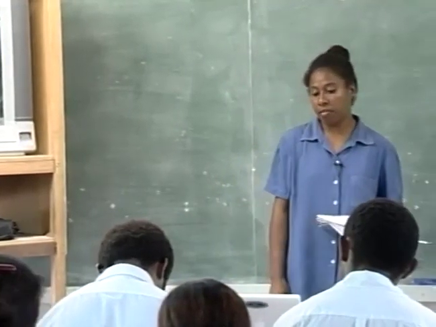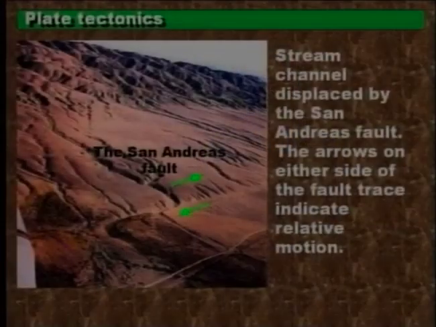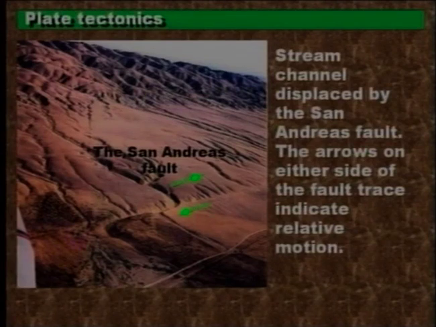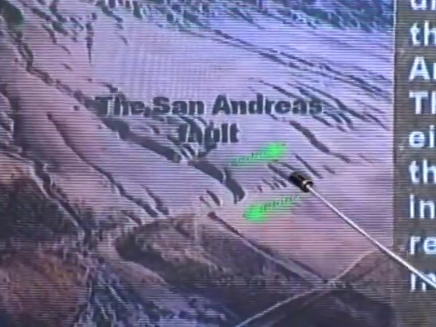Okay, another photograph still showing us the same information. A stream channel, which is displaced by the San Andreas Fault. The arrows on either side of the fault indicate the relative motion or movement of the plate. I think this is a little bit clearer because you can really see the fault as shown there.